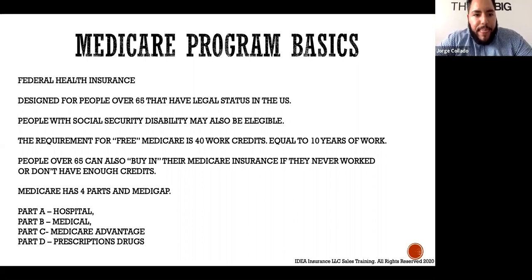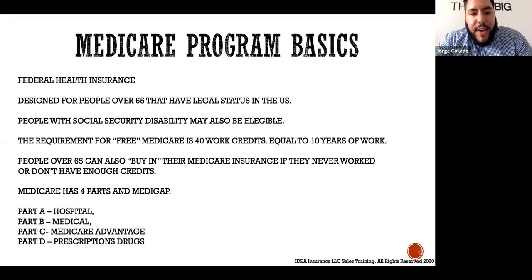waiting period. The requirement for free Medicare is 40 work credits. That's equal to about 10 years of work. And by work, I mean work where you put into the system, not under the table. It's work where you actually contribute and they take Medicare taxes and Social Security taxes from your paycheck. So usually 10 years of work will give you enough credits to get Medicare once you retire or turn 65, or once you get Social Security disability if you become disabled.